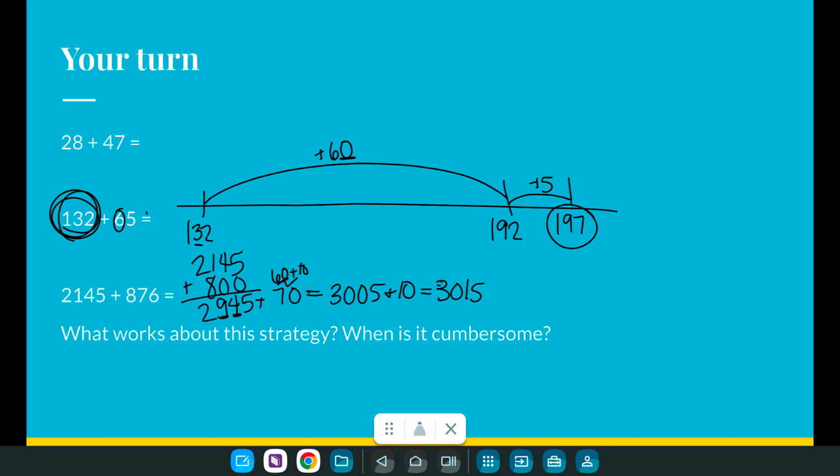Okay, and then what we have left is the 6. So then we're going to add 6, and we get 3,021. Okay, again, what works about this strategy? When is it cumbersome? Okay, it's a good strategy. It helps with these kinds of things. It's okay down here, but when we have to start doing all this carrying, it can get a little bit hairy. It can get what we would call cumbersome.